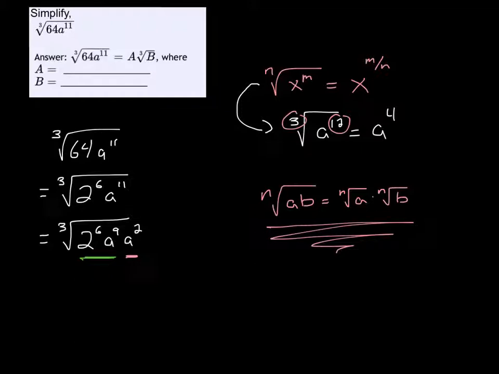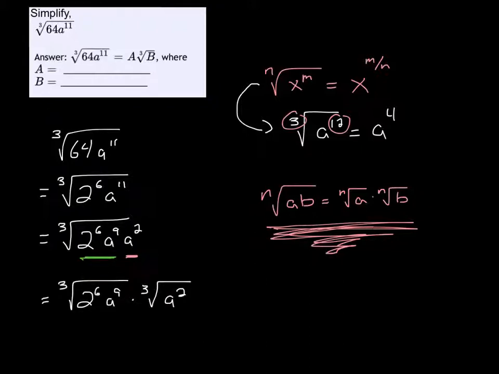What I'm going to do now is employ this property over here where I can split the radical over multiplication, and I'm going to split it between these two groups that I have. Again, my first group is split over this cube root. These are the things that are going to work really nicely with the cube root, and this a squared over here is just the remainder of that a to the 11th.